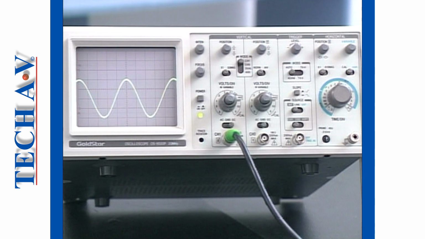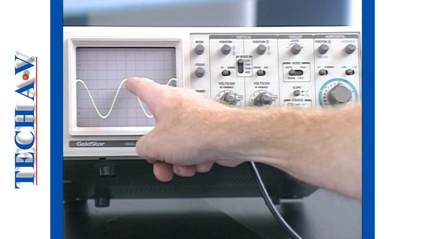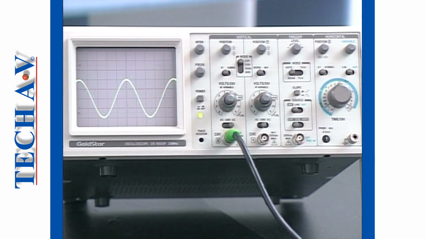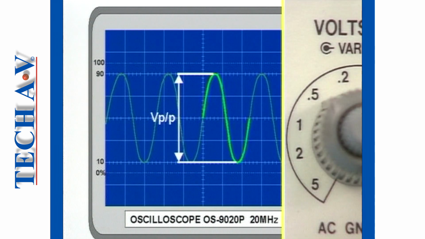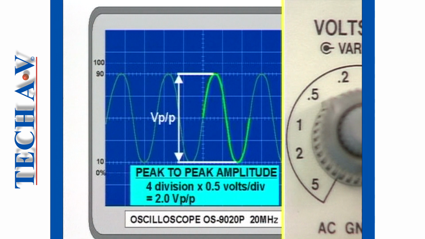Now count the number of divisions and subdivisions between the negative and positive peaks of the sine wave. To calculate the peak-to-peak amplitude, multiply the setting on the volts per division control by the number of divisions counted. The calculation is 4 divisions times 0.5 volts per division equals 2 volts peak-to-peak.